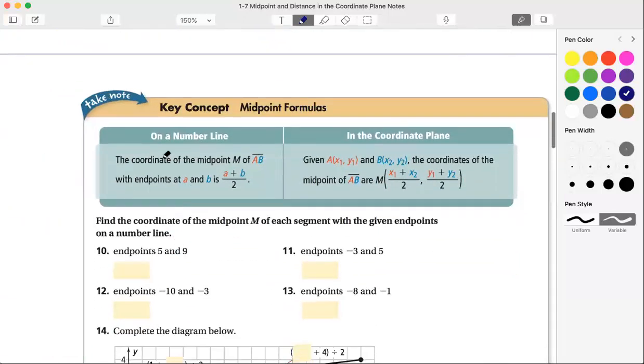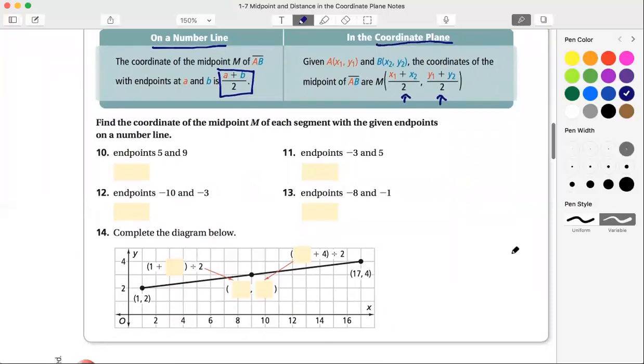So on the number line, the coordinate of the midpoint M of AB with endpoints A and B is this formula. So if I'm just looking in a number line, one dimension, to find the midpoint, we simply do A plus B over 2. In the coordinate plane with XY coordinates, we do the midpoint formula here. We take the average of the X's, comma, the average of the Y's.